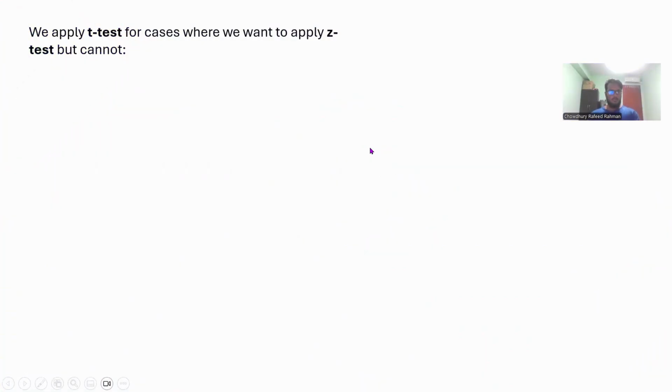So, first of all, let's understand where we apply the t-test. We apply the t-test for the cases where we actually want to apply the z-test, but we cannot. So what are those reasons? Number one is the population standard deviation is not given. For example, if you are trying to compare heights of Indian men and you don't know the standard deviation of the Indian men heights overall in India, then you cannot apply the z-test.